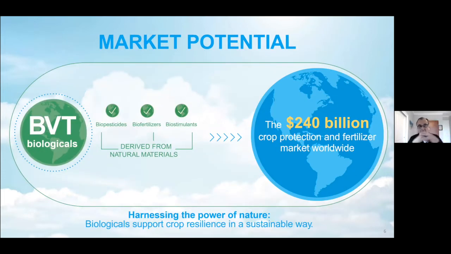The overall market landscape for biologicals in agriculture is very large. Whether the products have a pesticidal effect or a fertilizing effect or a biostimulant effect, the total opportunity for biologicals globally is estimated at $240 billion. We operate in a space that's closer to $20 billion because we don't have possible solutions for fertilizers at this point in time.